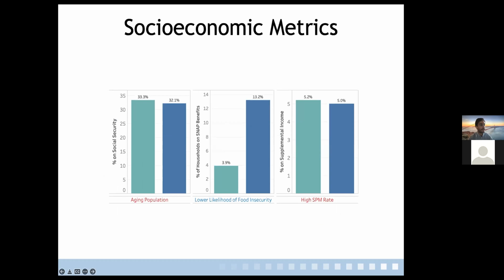And we can examine some other metrics further as well, and we can see other interesting characteristics about the town. So there's a lower percentage of customers that use SNAP or food stamp benefits compared to the state, but a higher SBM rate. I'll explain what an SBM rate is.